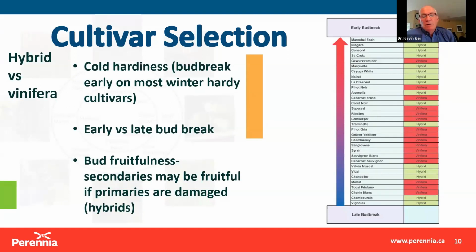Now, there is no correlation between winter hardiness and frost tolerance. Actively growing tissue, regardless of cultivar, is susceptible to frost injury. So cold hardiness is a whole other creature.